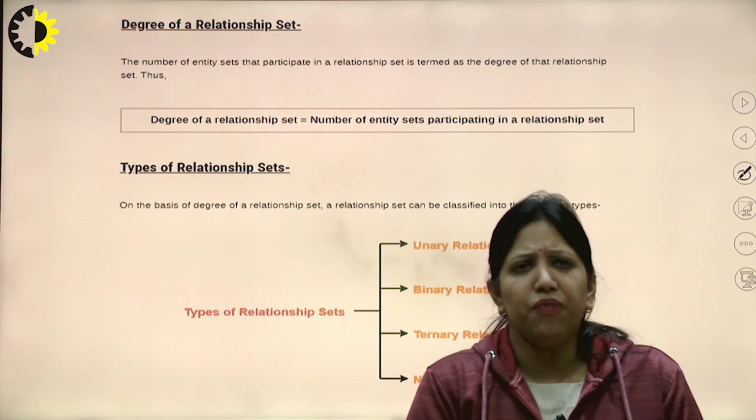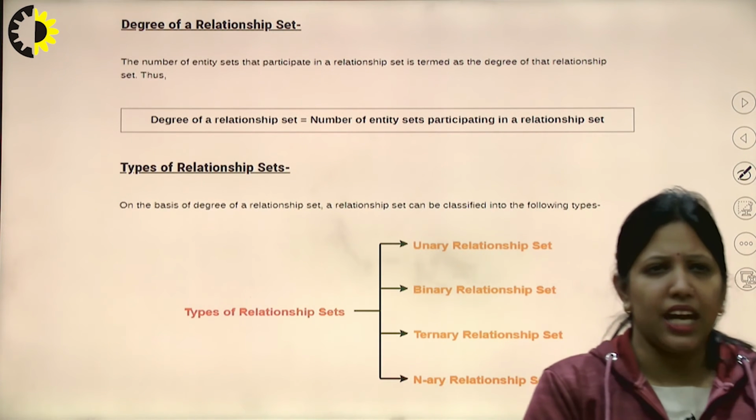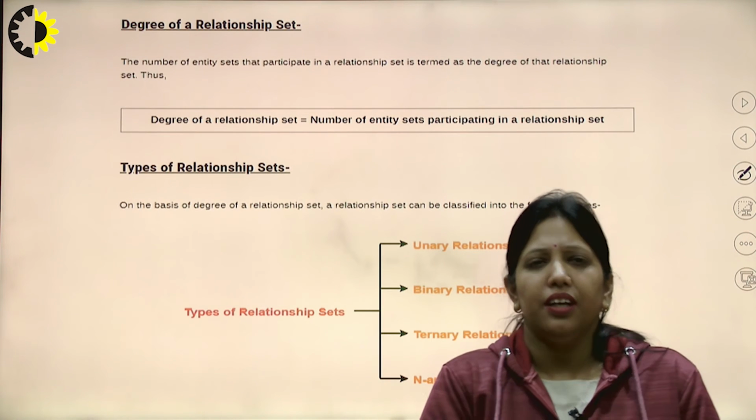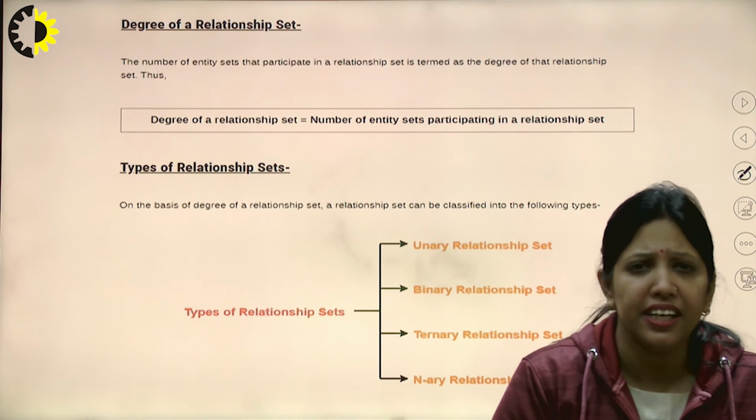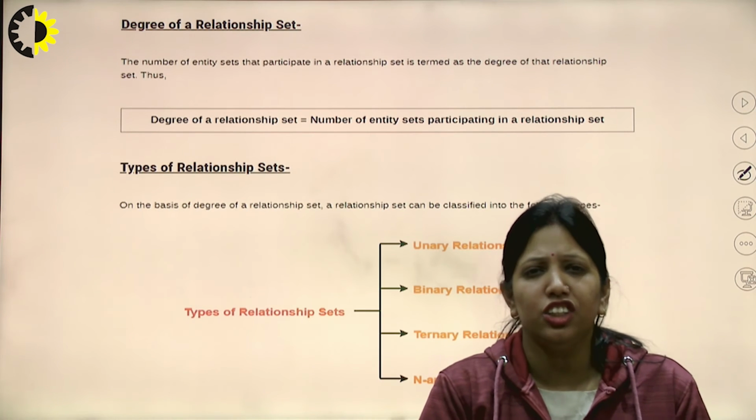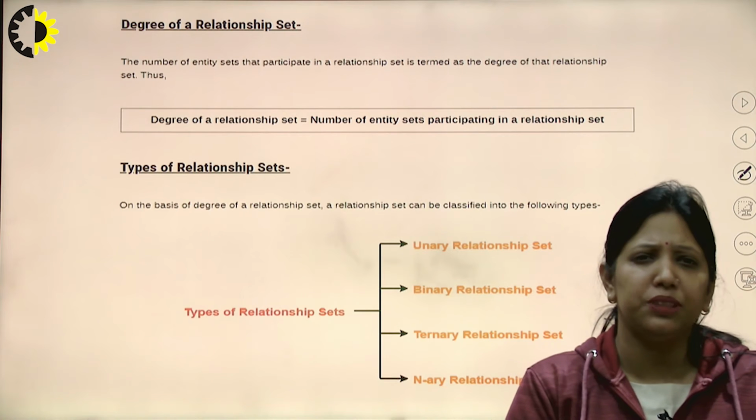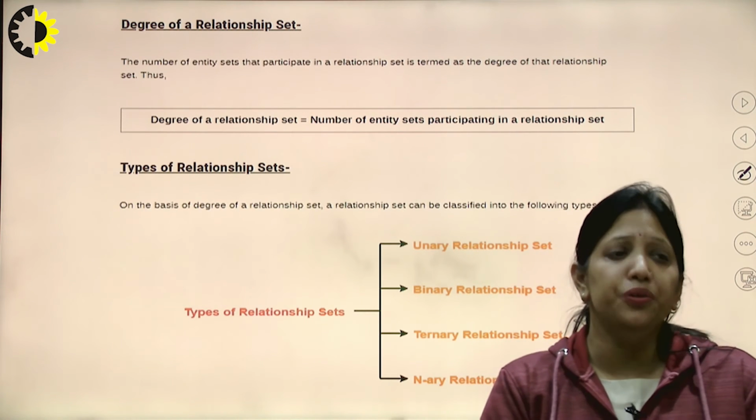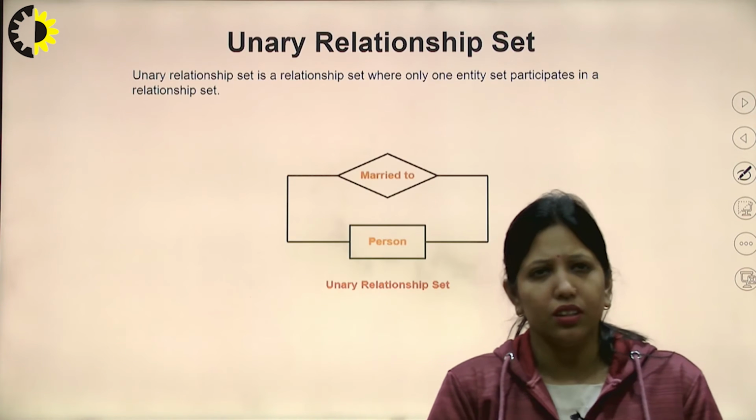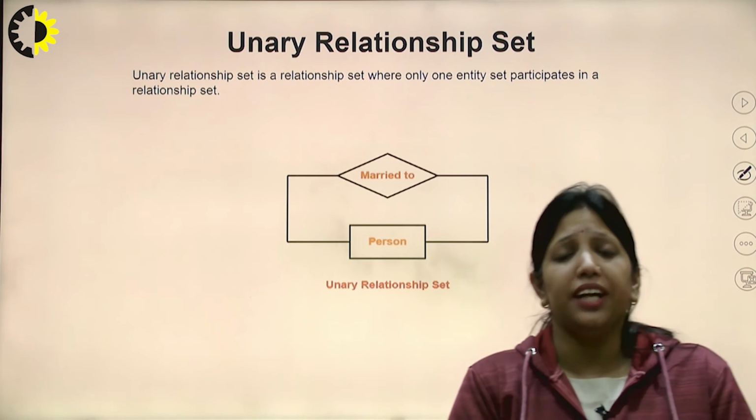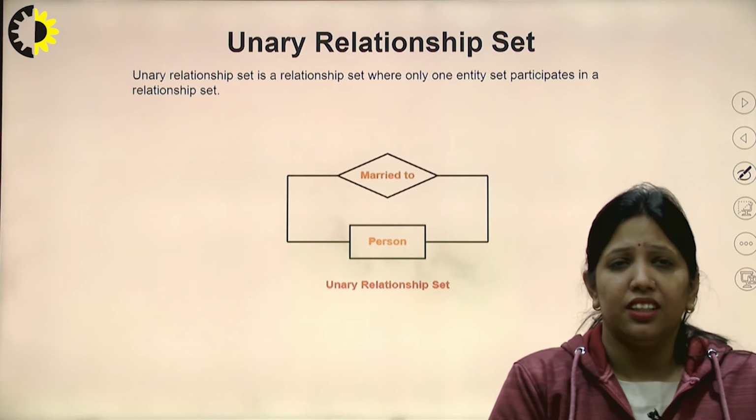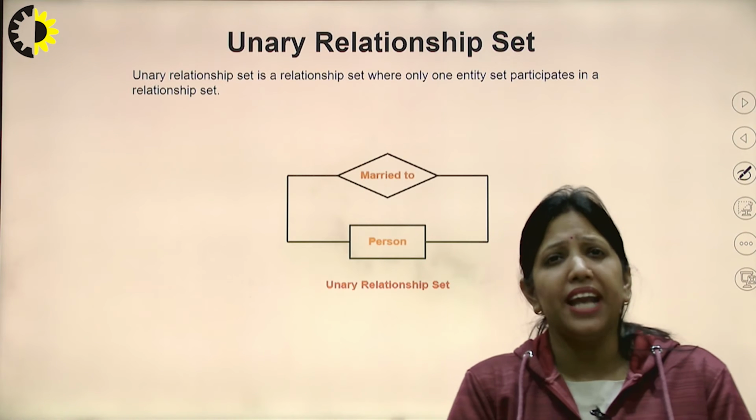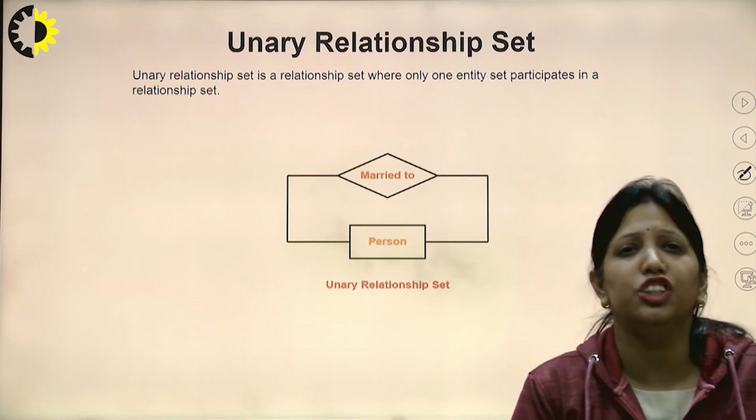We have different types of degree of relationship set. We have four types of relationship between the different ER diagrams: unary relationship set, binary relationship set, ternary relationship set, and n-ary relationship set. So, first we discuss the unary relationship set. In a unary relationship set, we have only one entity. A unary relationship set is a relationship set where only one entity set participates in the relationship set.